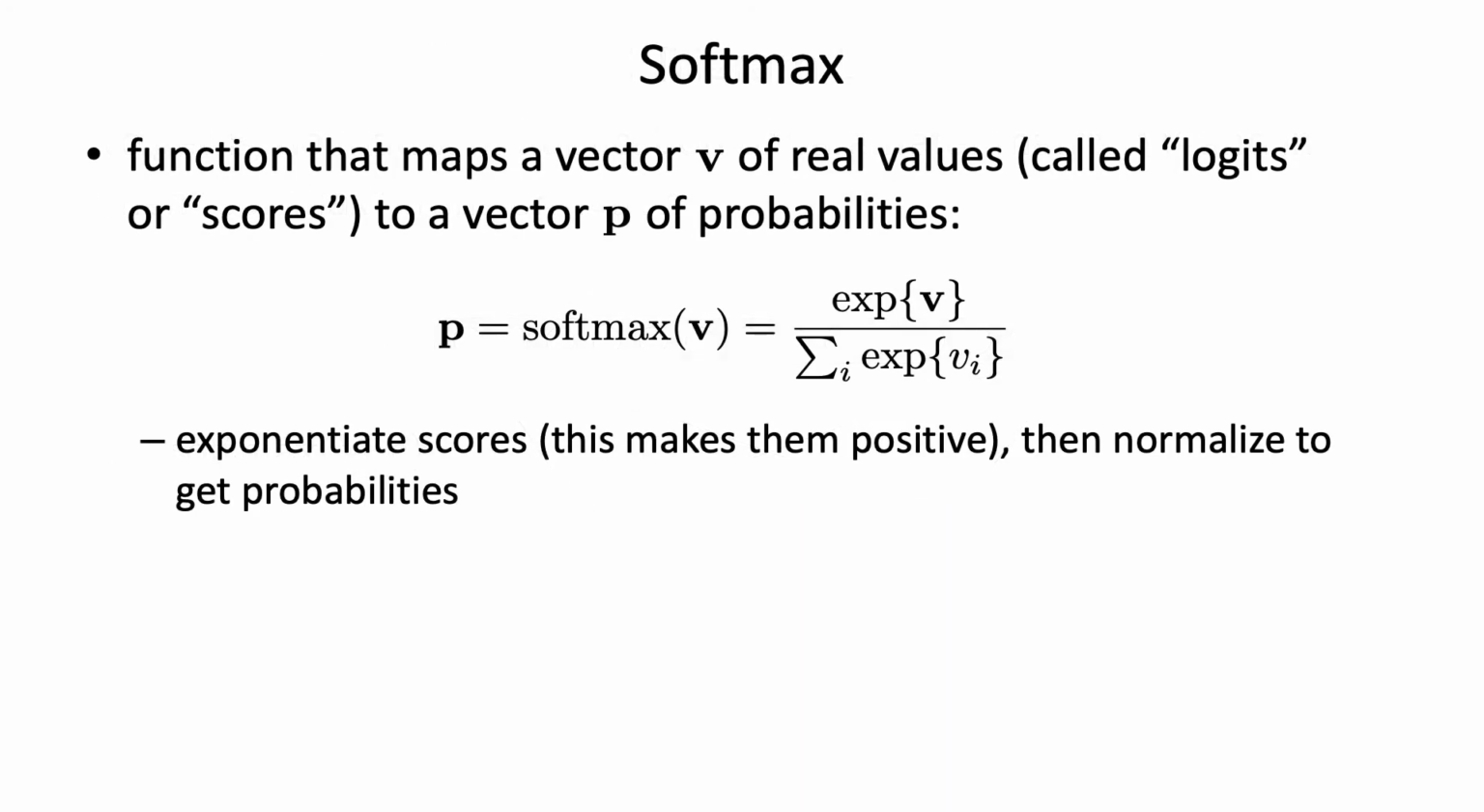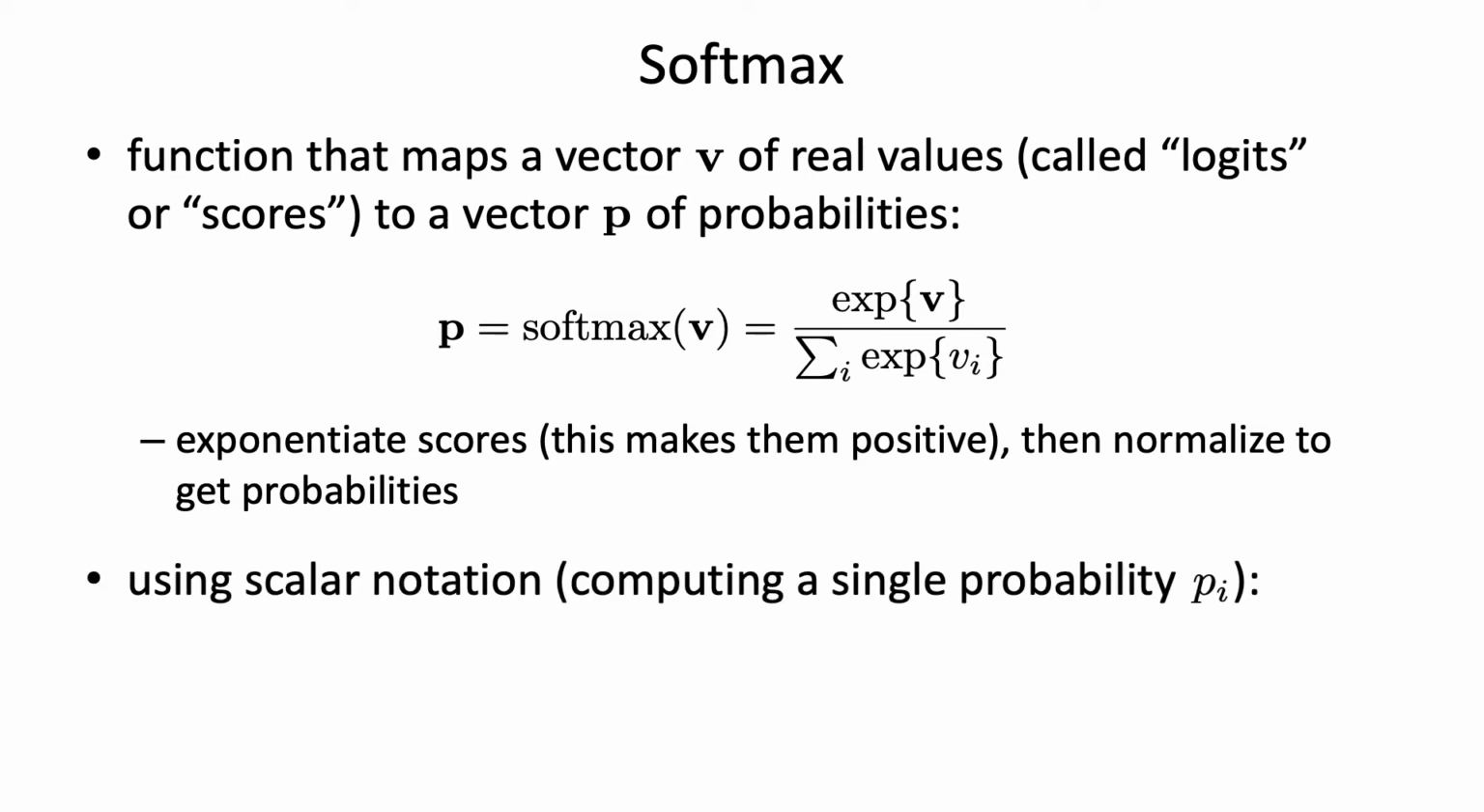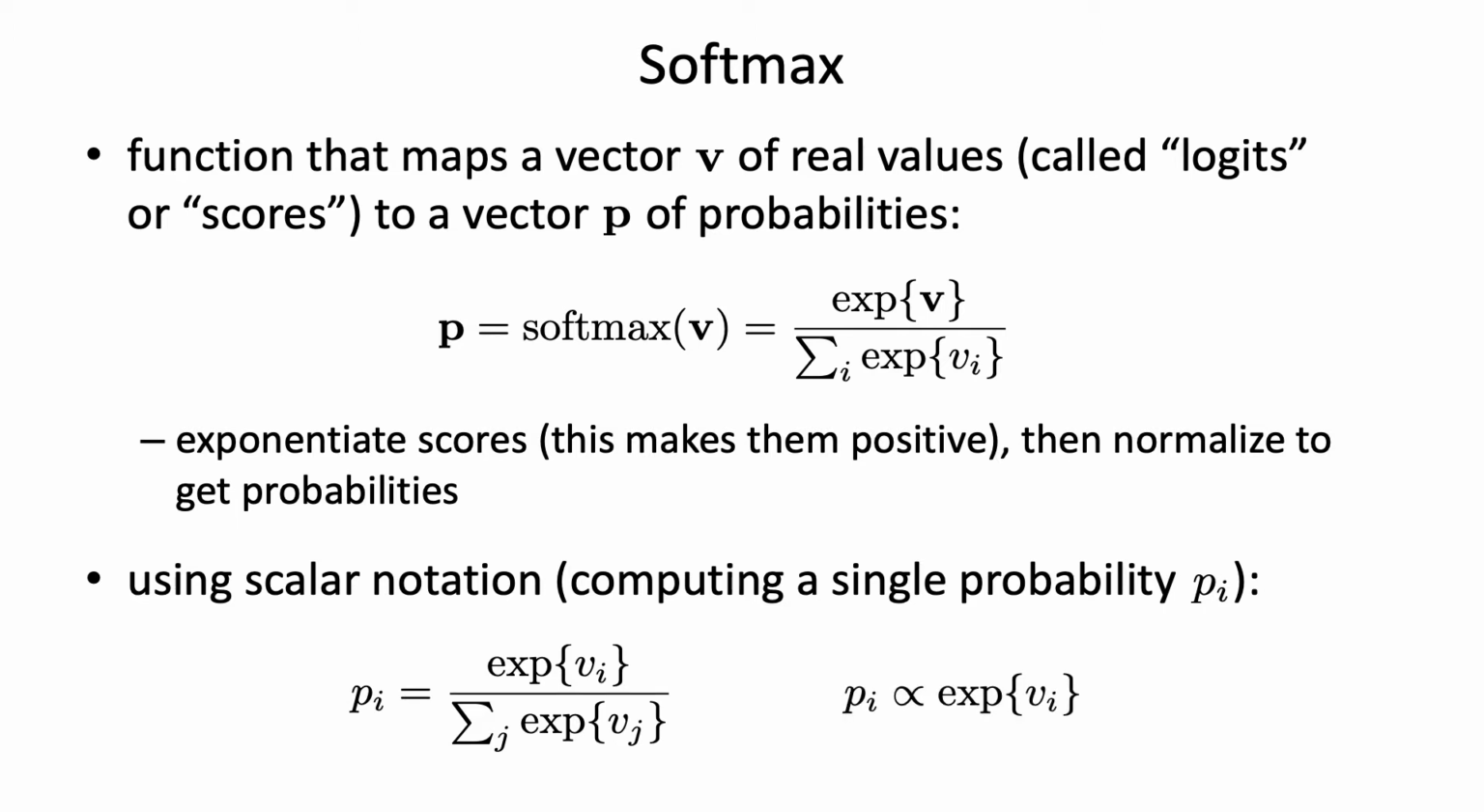What is softmax? It's a function that maps a vector of real values, called logits or scores, to a vector of probabilities, and it does so by exponentiating the scores and normalizing to get a distribution. This is written as a mapping from one vector to another. We can also write this in scalar notation, where we define a single probability p_i as the exponentiation of the corresponding logit v_i normalized by the sum over all dimensions. And equivalently, we sometimes just write it this way using the proportional to symbol.